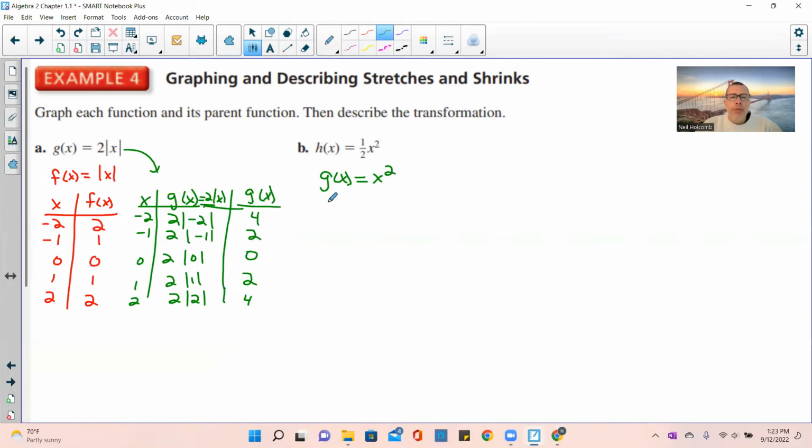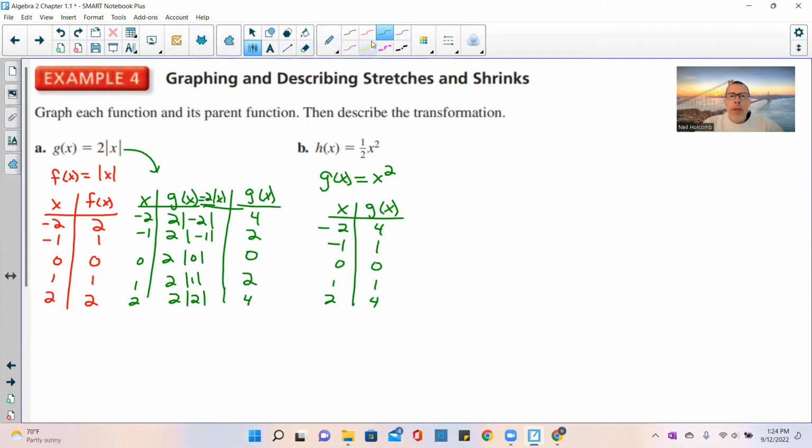So let's do a table. Put x over here, and g of x over here, which would be our y. -2, -1, 0, 1, 2. -2 squared is 4. -1 squared is 1. 0 squared, 1 squared, 2 squared.